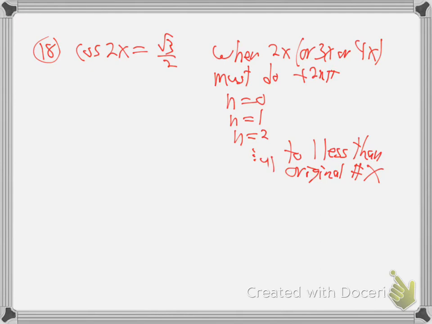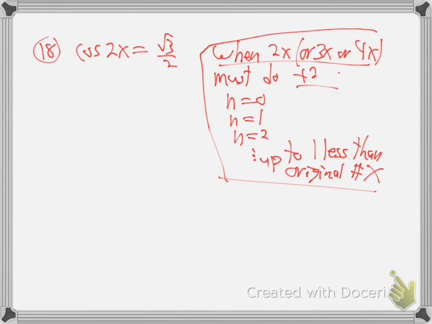You tracking with me? Remember that? So that's when you have to do that whole thing. When you have 2x or 3x or 4x, like we do in this one, that's when you must do the plus 2 n pi. That says 2 n pi. I write all scribbly and then spend a whole bunch of time fixing it.